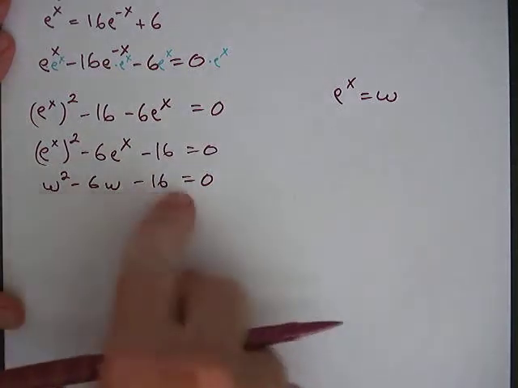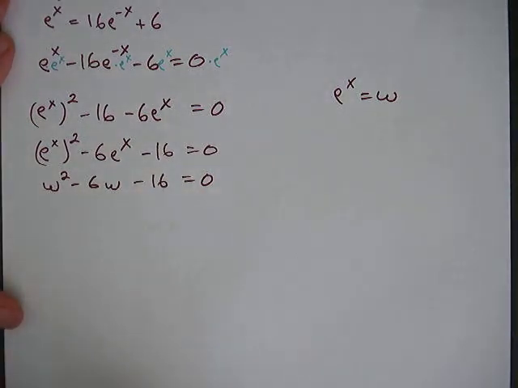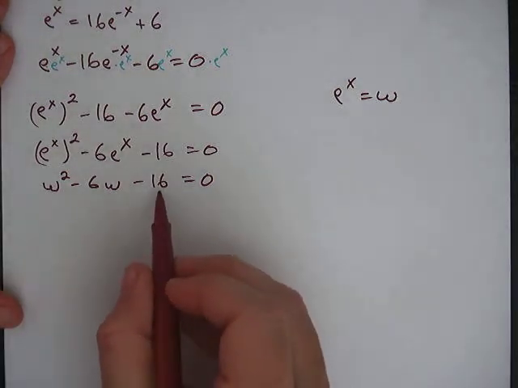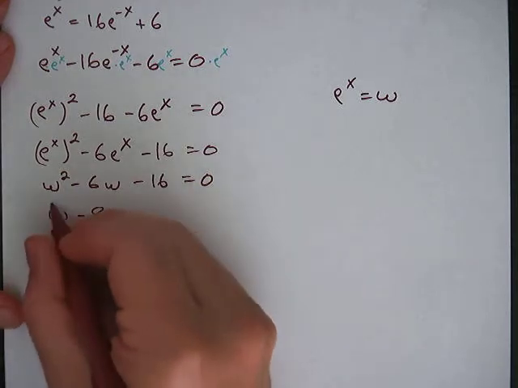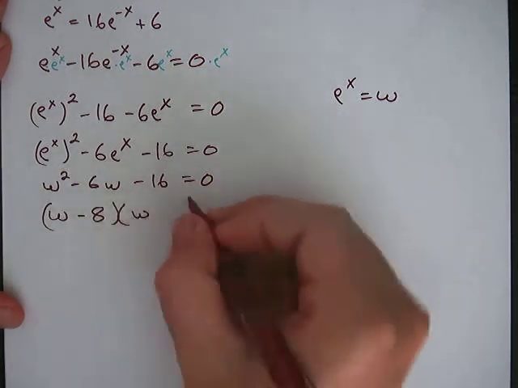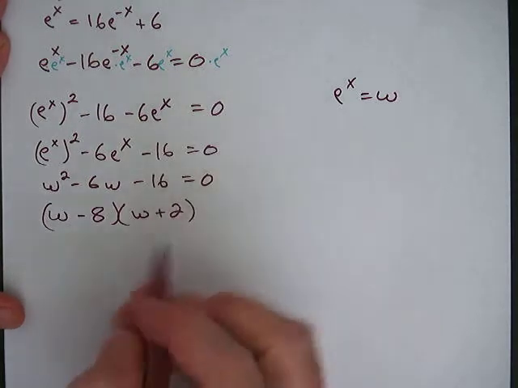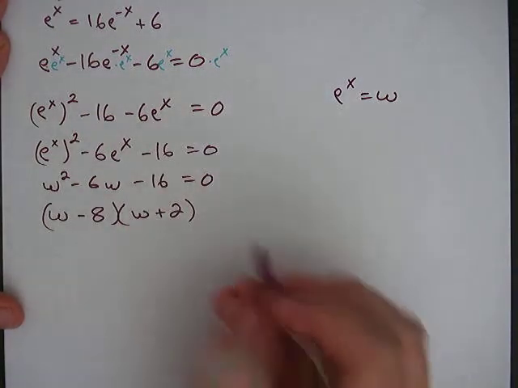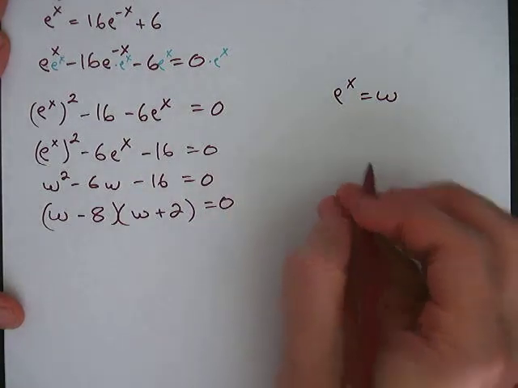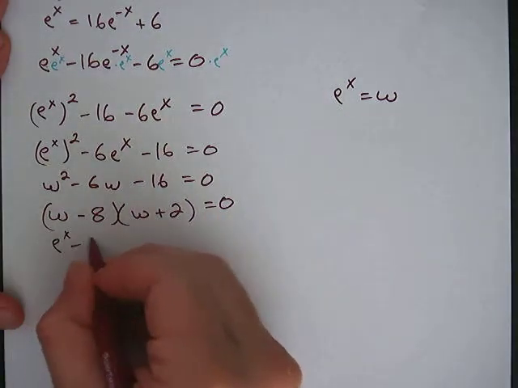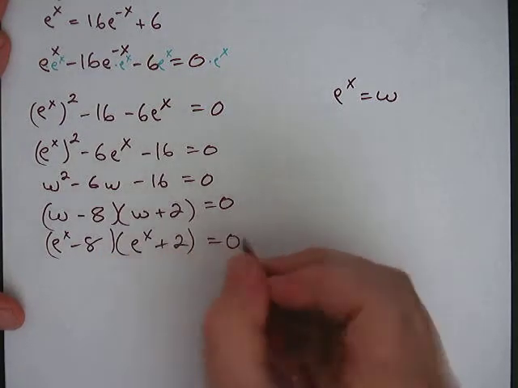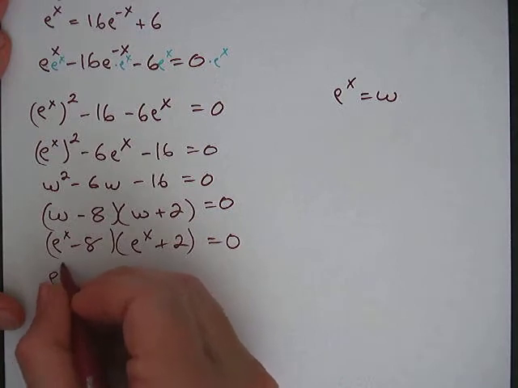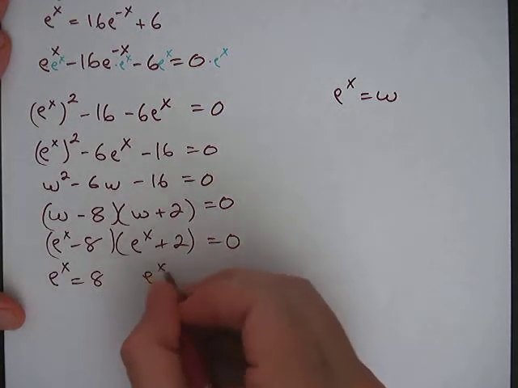Now, written this way, you may better recognize that this is a quadratic problem that can be factored. Okay, so what are two numbers that multiply to get negative 16, add to get negative 6? So that's going to be negative 8 and positive 2. Okay, plug back in your e to the x, so it's e to the x minus 8 and e to the x plus 2 equals 0. Solve those for 0. E to the x equals 8 and e to the x equals negative 2.